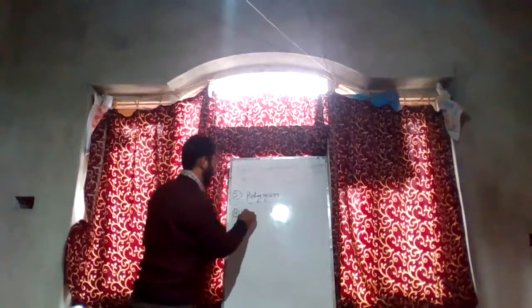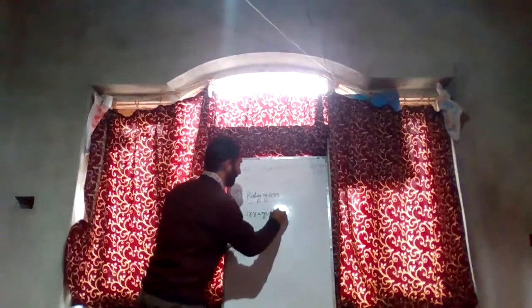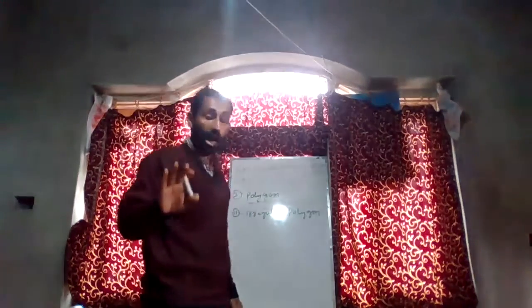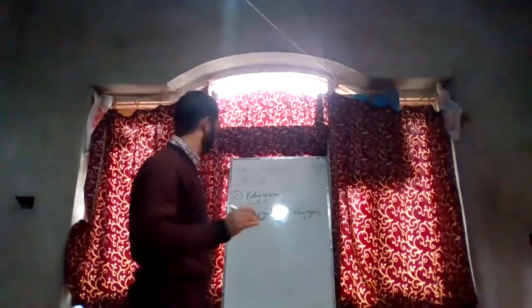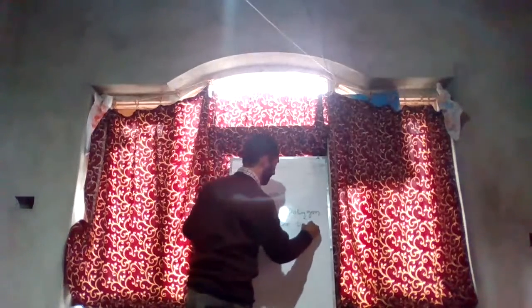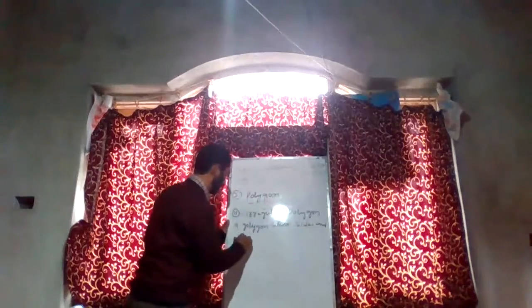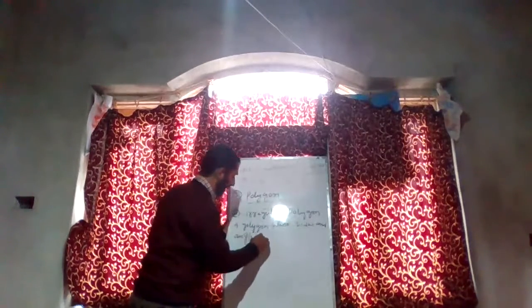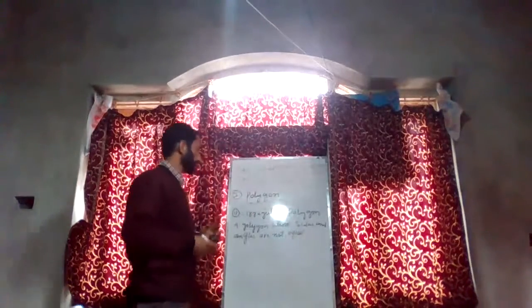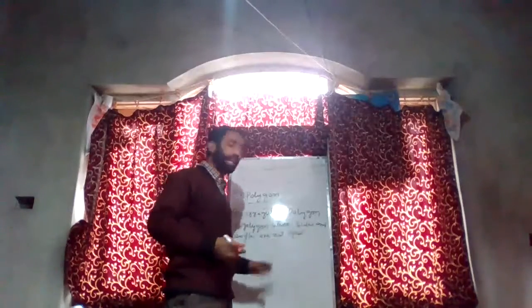Now part second is irregular polygon. Dear students, an irregular polygon is a polygon whose sides and angles are not equal.